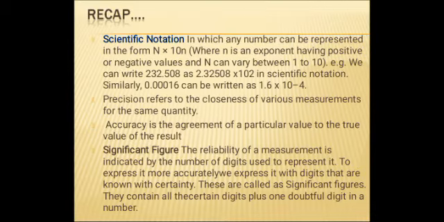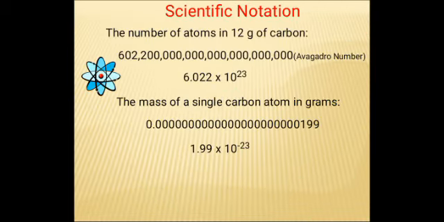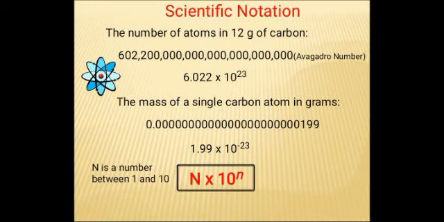As we did in the last video, scientific notation is one in which any number can be represented in the form of N times 10 raised to n. In the last video, we saw that the Avogadro number can be written as 6.022 times 10 raised to power 23. In general we write N times 10 raised to power n. Capital N represents a number between 1 and 10, and small n, which is in the superscript, represents an integer, positive as well as negative. Positive we write for large numbers, and negative we write for small numbers.